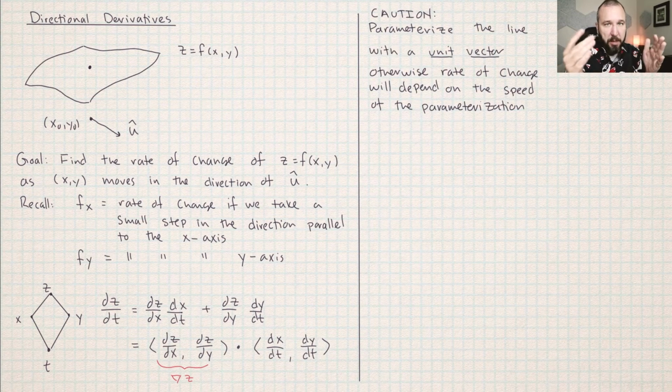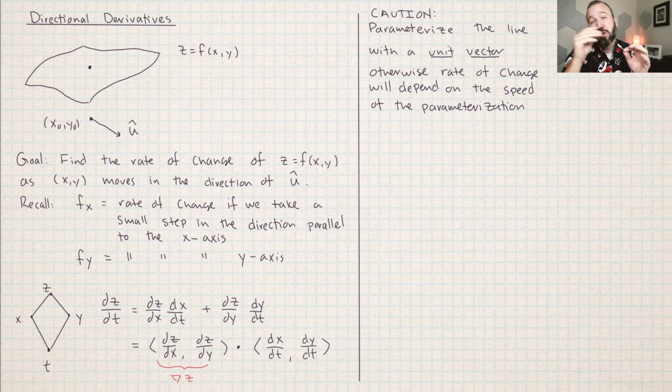So we're going to start by taking the direction that we want to move in and finding a parameterization for that line. Now, you need to make sure that whatever parameterization you choose has the particle moving along the line at speed 1. So our parameterization, the direction needs to be a unit vector.